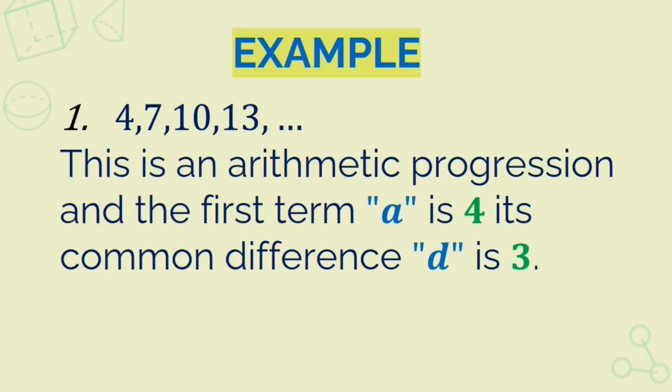Now let's take a look at an example. This represents a sequence of numbers. This sequence of numbers is an arithmetic progression, and the first term, which is denoted as A, is 4. If you take a look at the sequence of numbers, you can see that the first number, the first term, is 4. And its common difference, which is denoted as D, is 3.